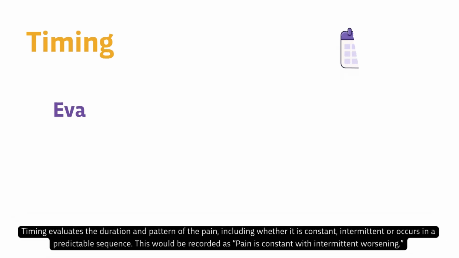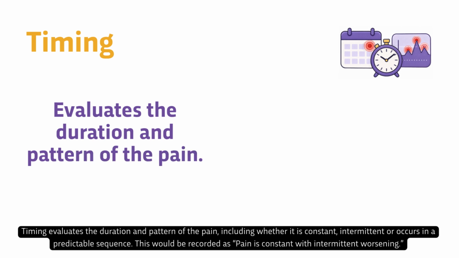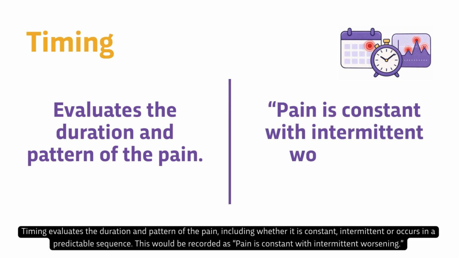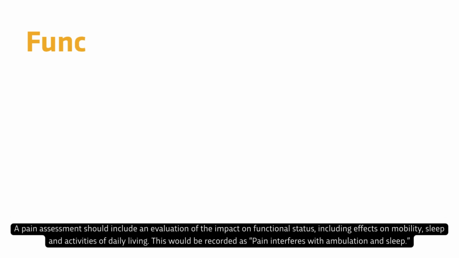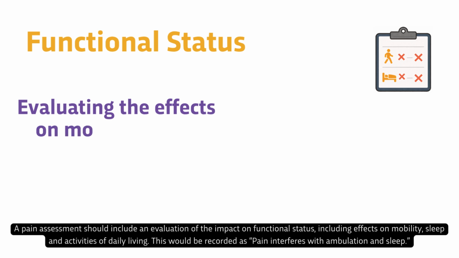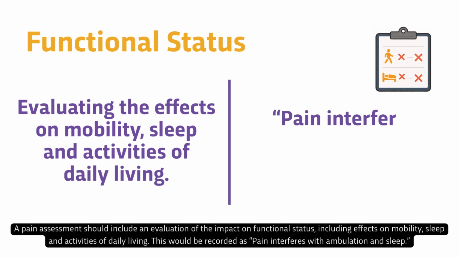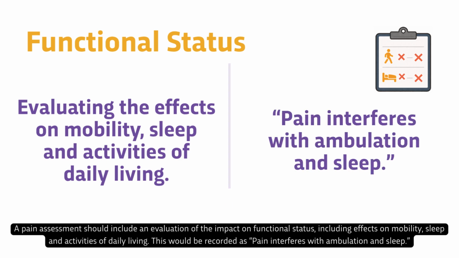Timing evaluates the duration and pattern of the pain, including whether it is constant, intermittent, or occurs in a predictable sequence. This would be recorded as, pain is constant with intermittent worsening. A pain assessment should include an evaluation of the impact on functional status, including effects on mobility, sleep, and activities of daily living. This would be recorded as, pain interferes with ambulation and sleep.